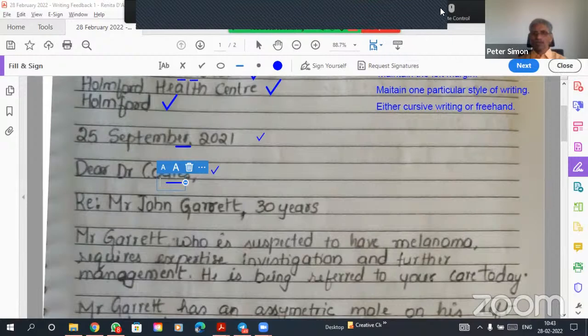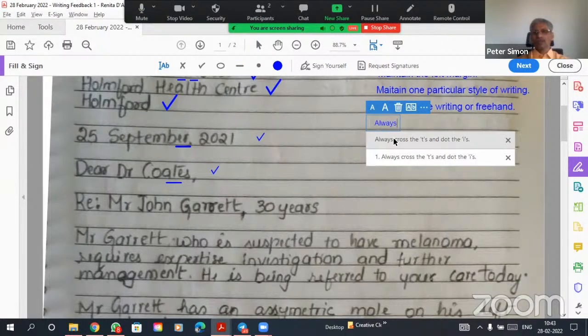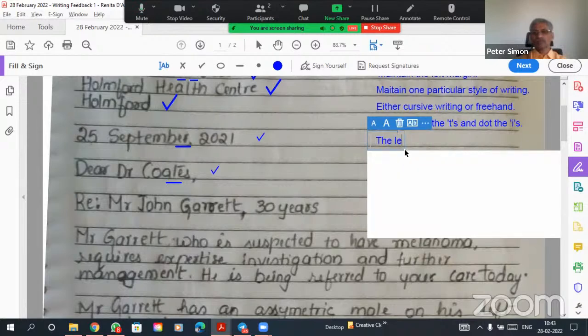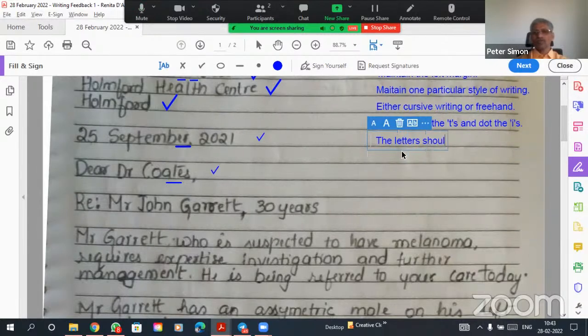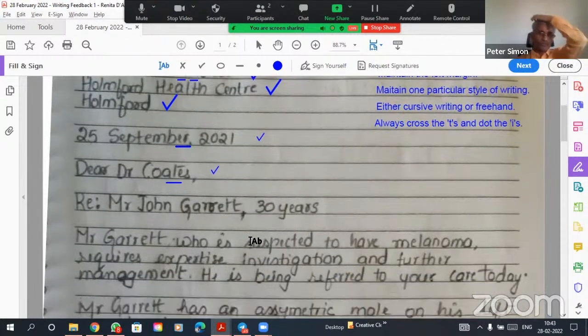Always cross the T's and dot the I's. That means the letters should be very clear. Already it is written. The letters should be very clear. Fine.